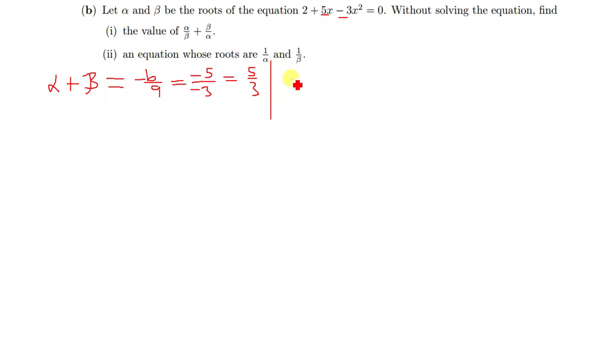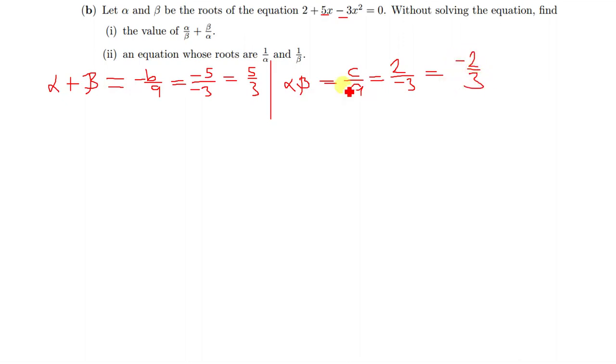Then we also find what alpha times beta is. So alpha times beta is just equal to c over a. Our c is just 2, and our a is just negative 3. So this is just going to give us negative 2 over 3.